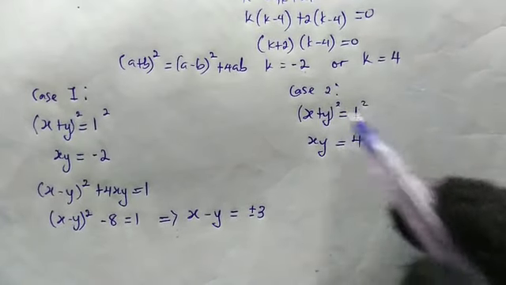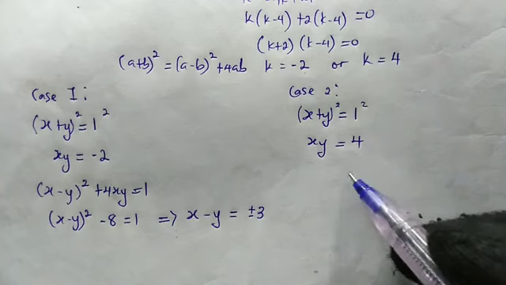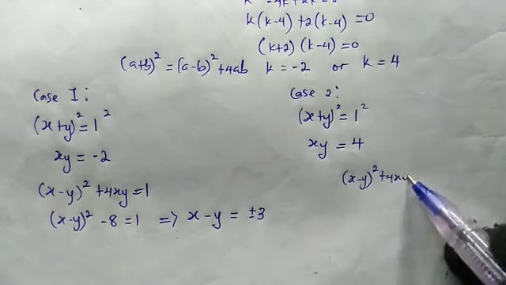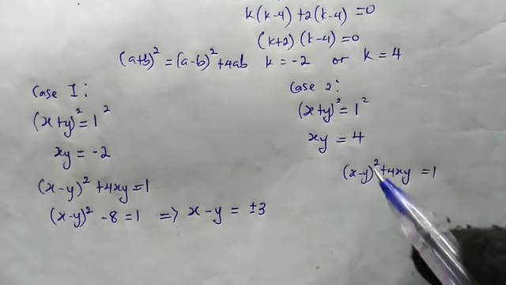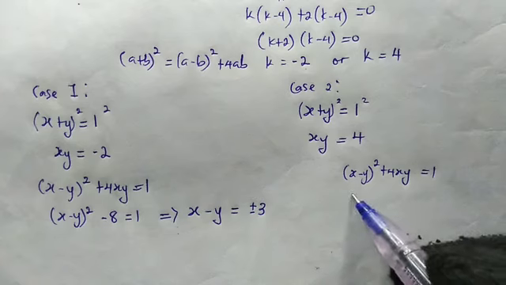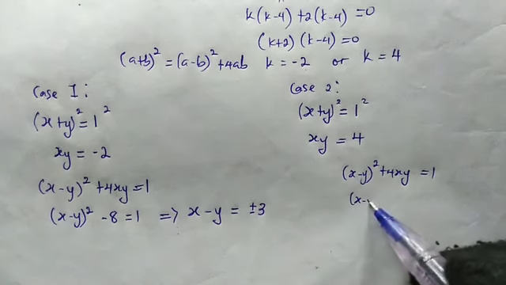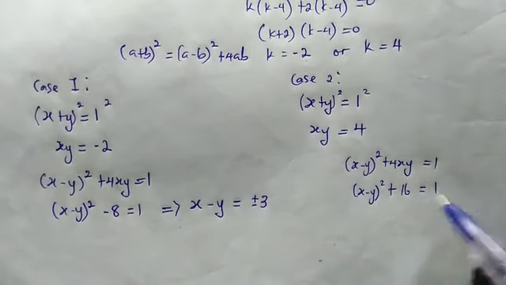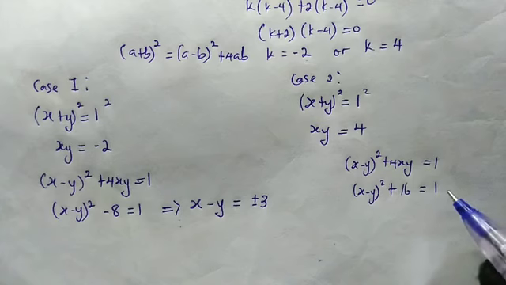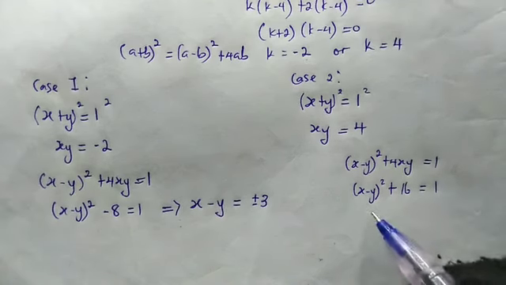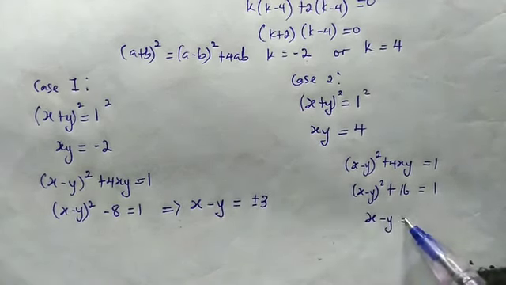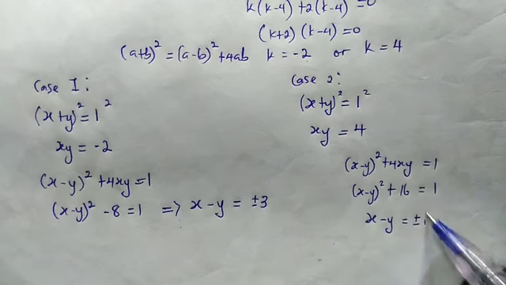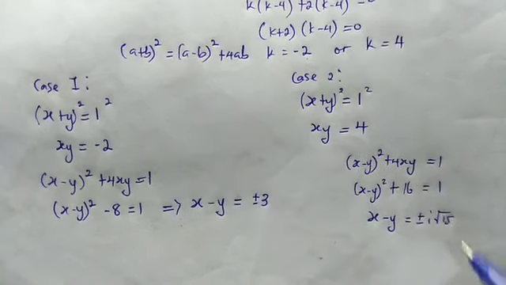And again, for the second case, when we square both sides, we have to use that identity. Then this is what we get, and this is equal to 1. For this case, x times y is 4, so here we have x minus y squared plus 16, this is equal to 1. Subtract 16 from both sides, we actually have negative 15 at the right hand side, and from here we get x minus y is equal to plus or minus square root of negative 15, which is plus or minus i root of 15.